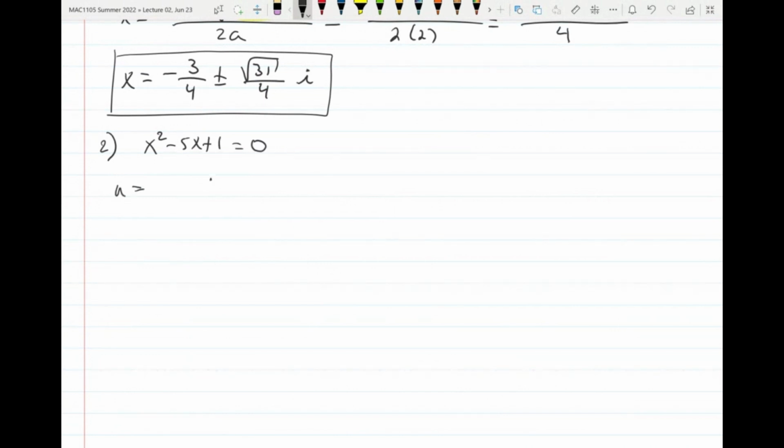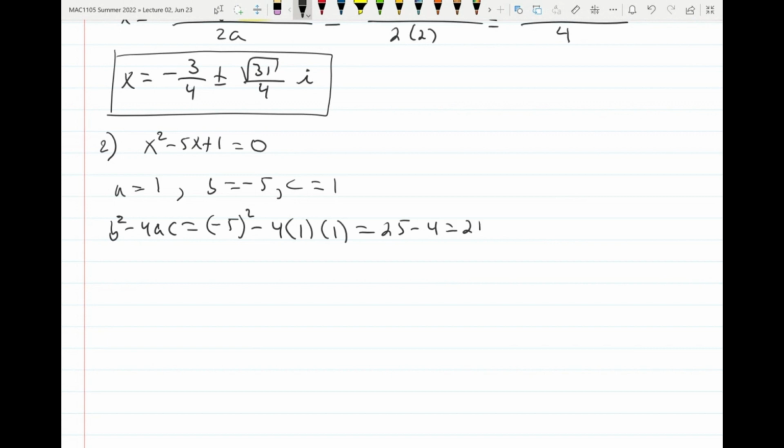Okay, so first thing that we do is identify a, b, and c. What are they? a is 1, b is -5, and c is 1. Good. Next, I'm going to calculate this quantity, b squared minus 4ac, just to make it easier. So that will be (-5) squared minus 4 times 1 times 1. So that's 25 minus 4, which is 21, and now we are ready because the formula is, can you tell me the formula? Negative b plus or minus the square root of b squared minus 4ac, over 2a.